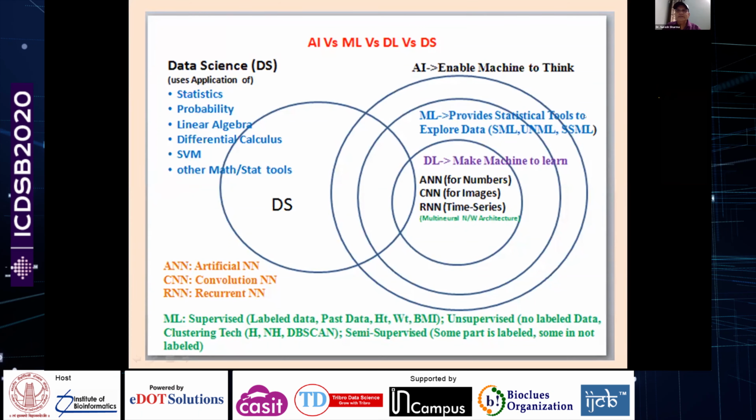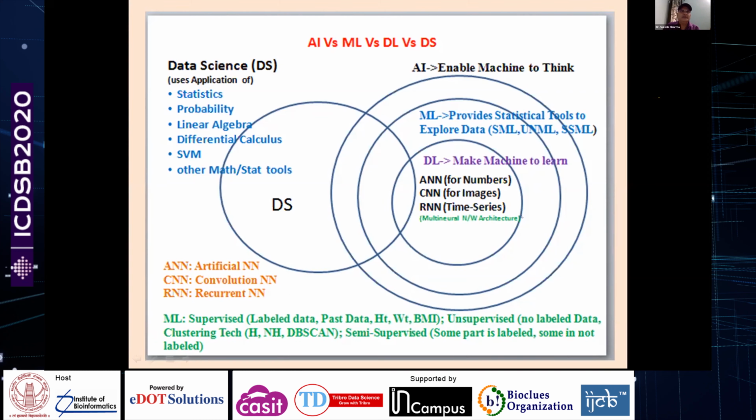And they provide the statistical tools to explore data, like supervised learning, unsupervised learning, semi-supervised learning. Then in the inner circle, you have the application of what is called deep learning. Deep learning generally uses artificial neural networks, convolutional neural networks, and recurrent neural networks. And then what is data science? Data science is the intersection or the whole of all this. You must be aware of all these techniques to be a data scientist.